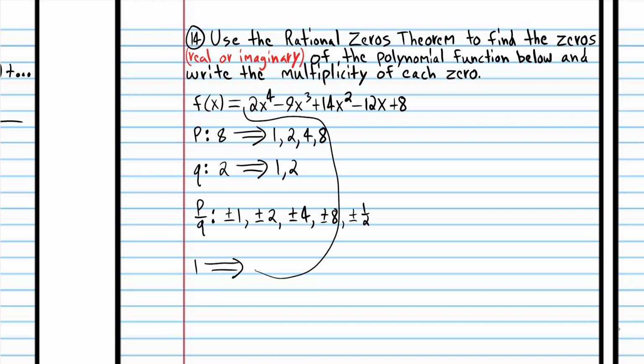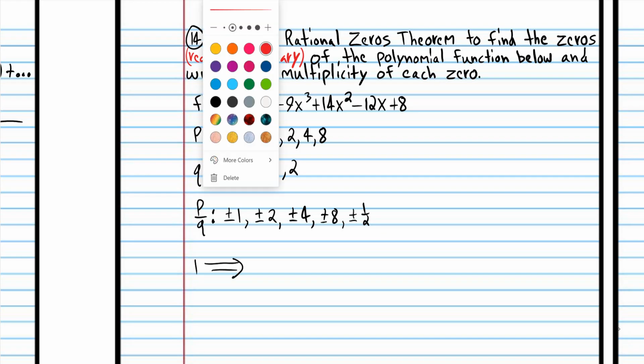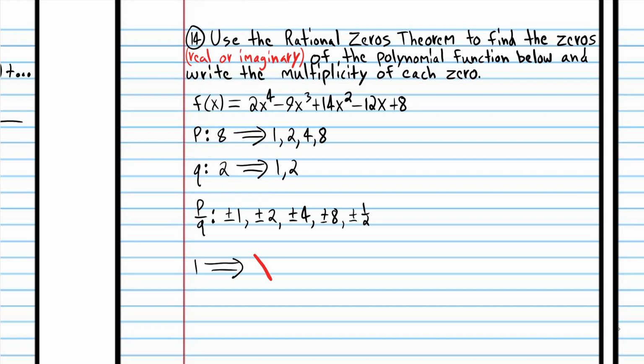So plug in 1, and you get 2 minus 9 is negative 7, plus 14 is positive 7, minus 12 is negative 5, plus 8 is 3, if I did my math correctly. So what that means is the answer is no. That didn't work. So now we move on to negative 1.